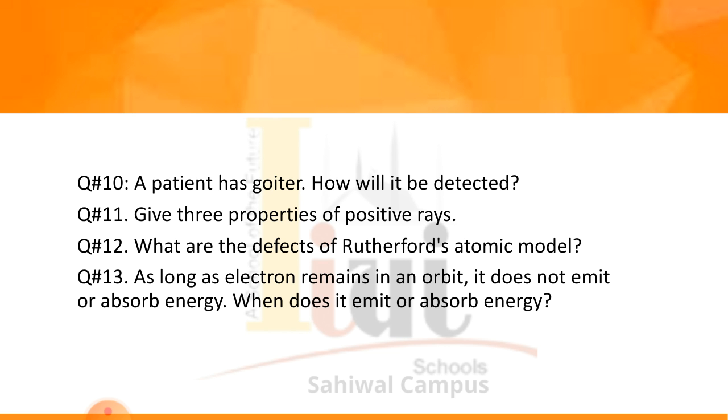Question number 13. As long as an electron remains in an orbit, it does not emit or absorb energy. This question explains that when an electron remains in the same orbit, it does not move from lower to higher or from higher to lower. So when does it emit or absorb energy? You have to explain this phenomenon.